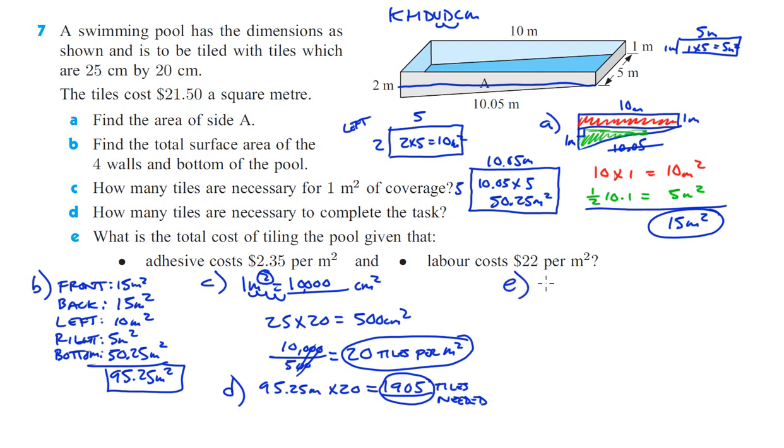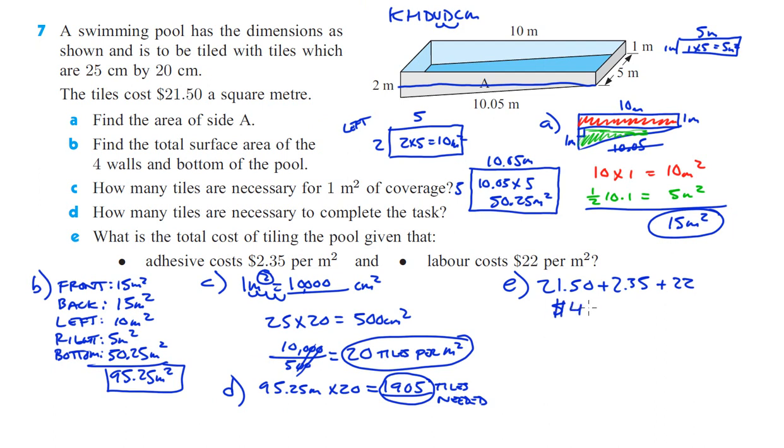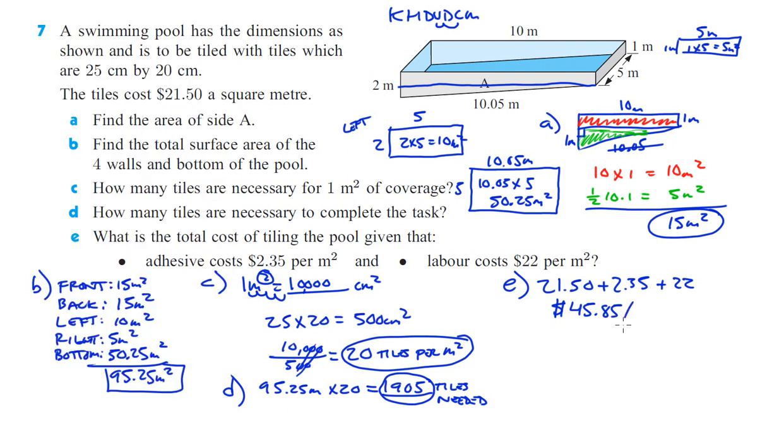So let's try that. So we'll do 21.50 plus 2.35 plus 22. Okay, so that's going to give us, let's figure that out, 21.5 plus 2.35 plus 22 gives us a total of 45.85 per square meter. So 45.85, is that right? 45.85 per square meter. Okay, that's how much it costs.